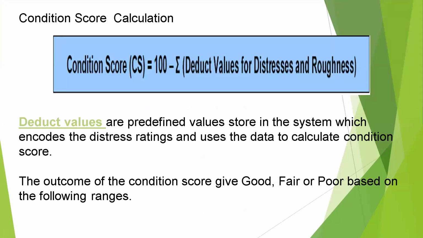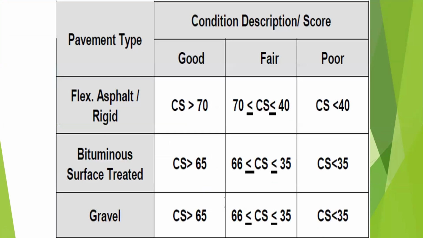These condition scores are then rated as either good, fair or poor. So these are the pavement type, the condition score, and the rating. A score greater than 90 is assumed to be good. Fair is between 70 and 40, and poor is less than 40. And we have that for flexible roads, bituminous roads, and we also have it for gravel roads.